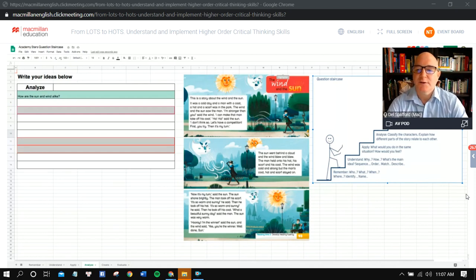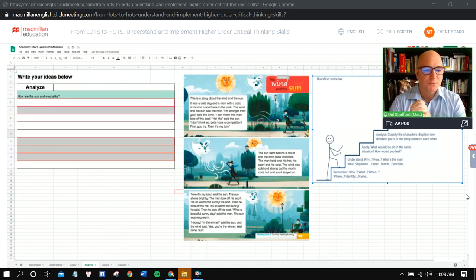So if you think you're analyzing the 2 characters, you've got the sun and the wind, and you've also got the man as well. But he's kind of secondary, isn't he? He's more the object of the story. You have the sun and the wind. So how are they alike? So they're both competitive, aren't they? So how could you make classifications? Okay, I'll give you maybe 2 more minutes to have a think about that. And then I'll show you my examples.